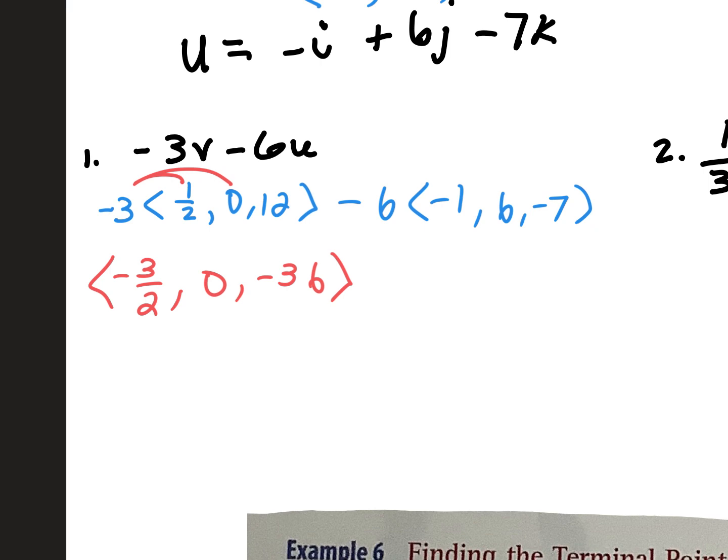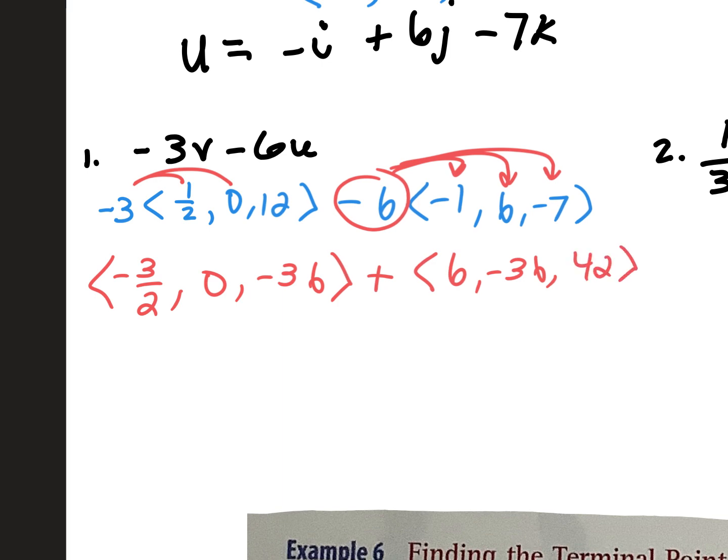-36, okay. Now I'm going to say plus, and I'm going to distribute a -6. If you want to leave the negative there and distribute it later, you can. I just don't like to do that. What's -6 times -1? 6. What's -6 times +6? -36. And then what's -6 and a -7? +42. And now we add these two together.